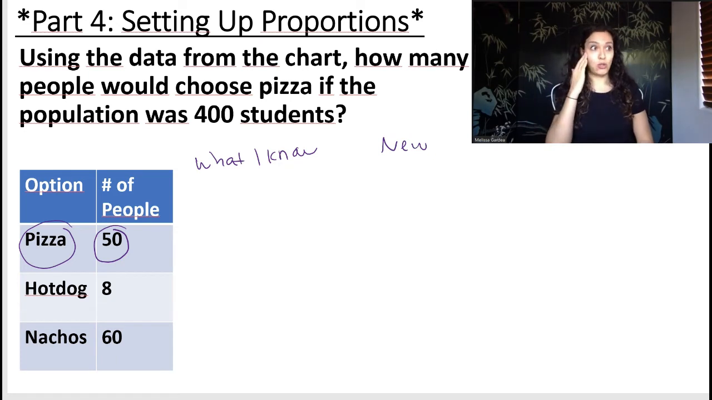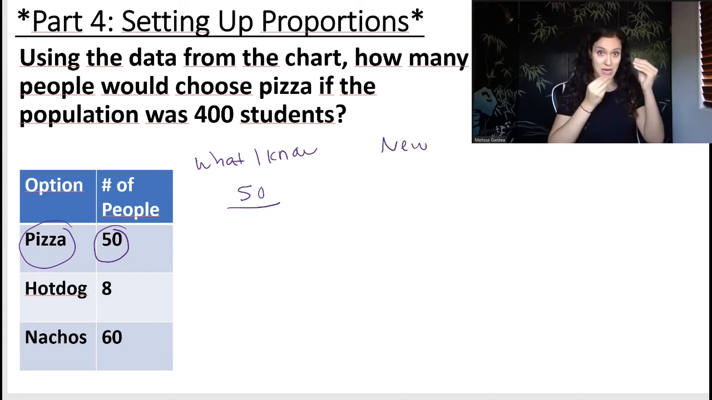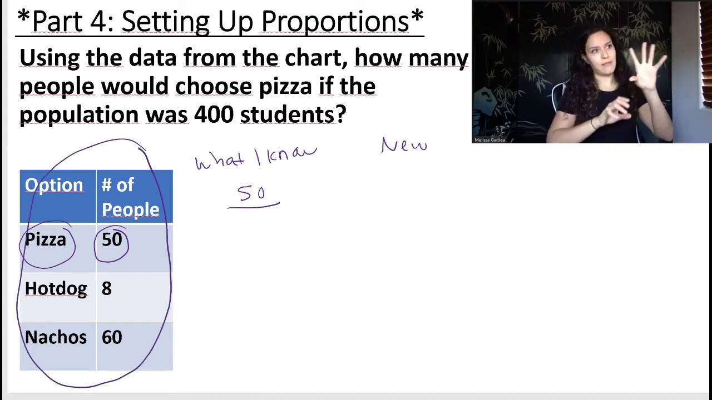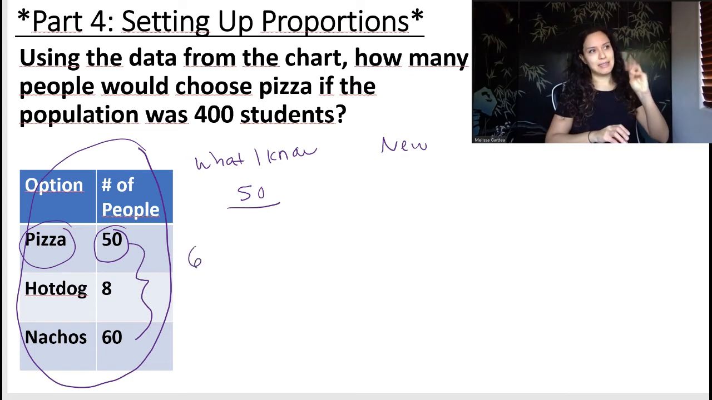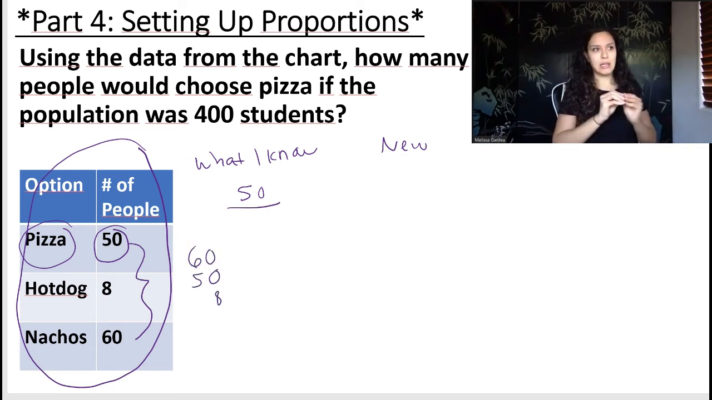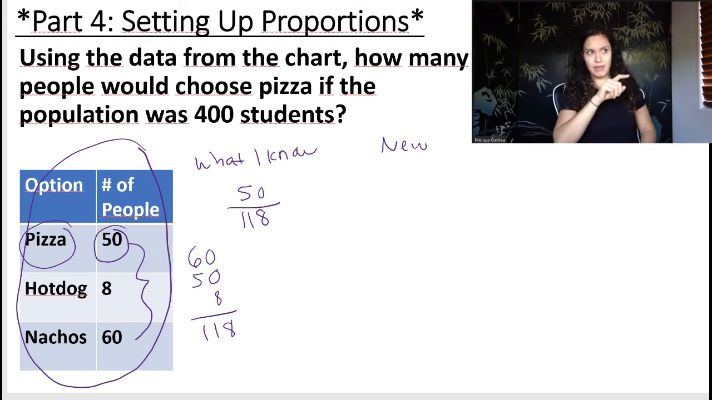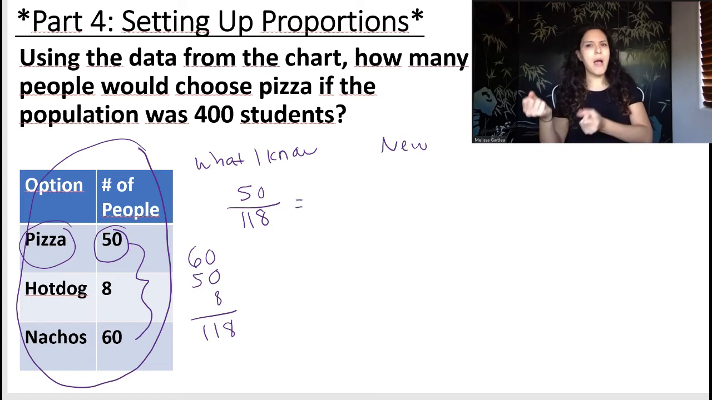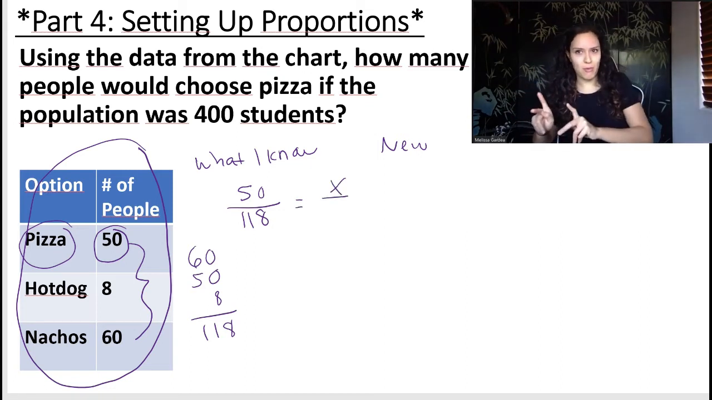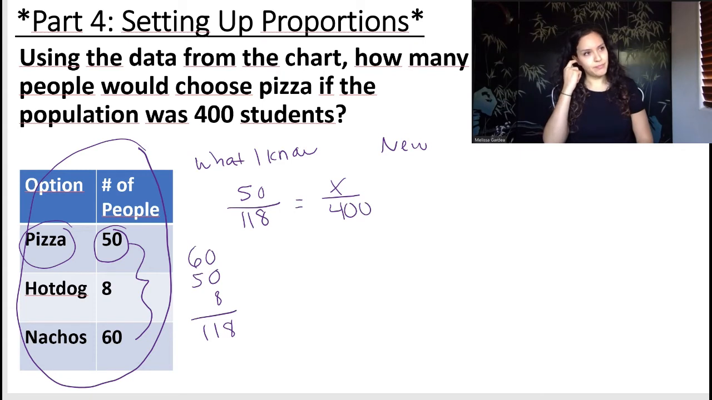So what do I know? I know 50 people out of not 400. Well, my data is right here. I should add these numbers up. Okay, 60 plus 50 plus 8. So 118. Sometimes I'm going to have to add up the data. Okay, so 50 out of 118 people is the same as how many people out of 400 people? So 50 out of 118 is the same as how many out of 400?